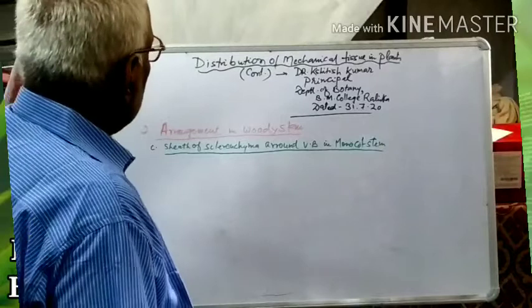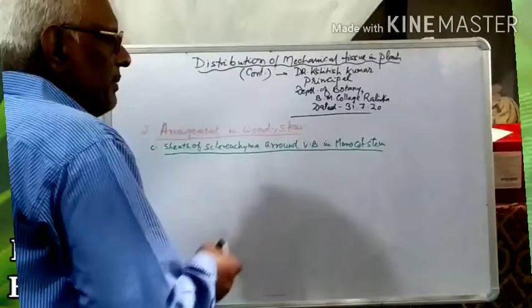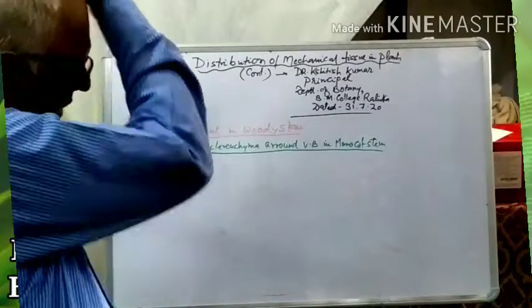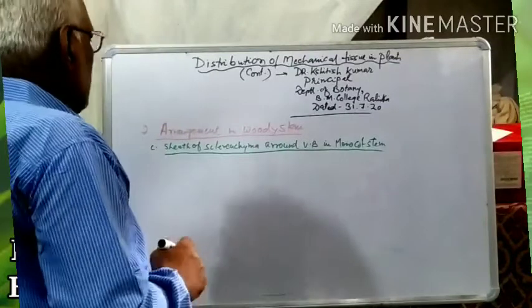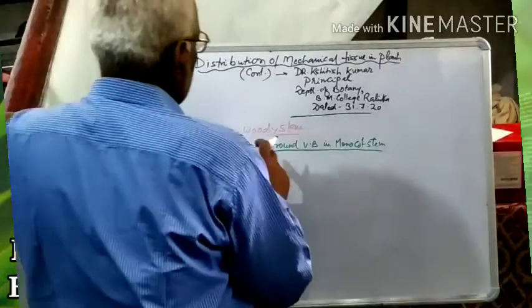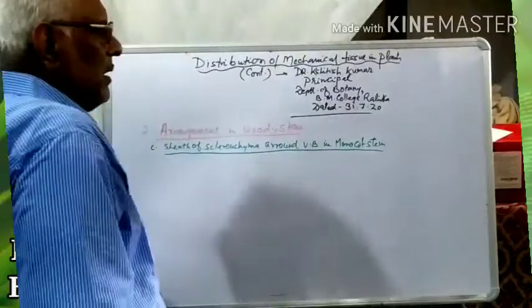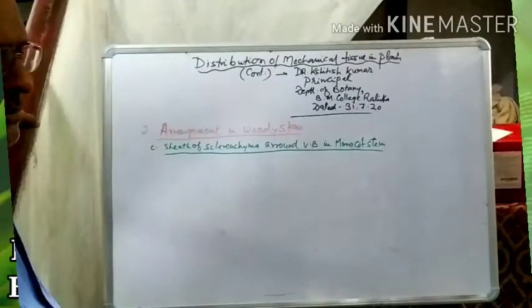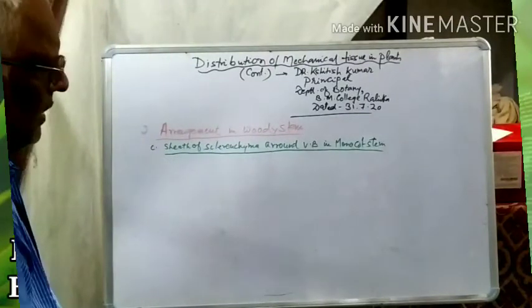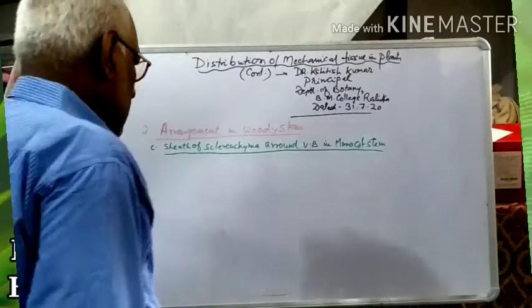sclerenchymatous covering is found around the vascular bundles in the monocot stem. The sheath of sclerenchyma is found around the vascular bundle of the monocot stem.